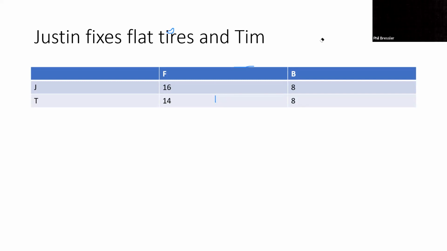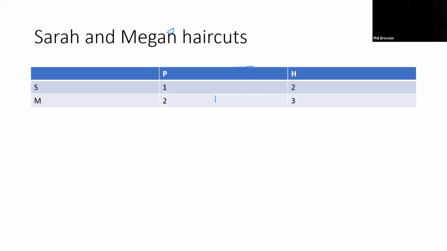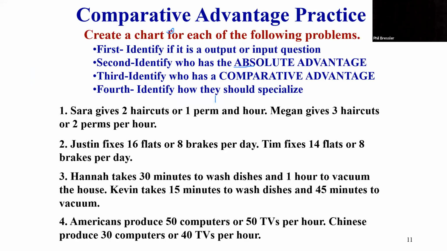All right, let's backtrack to the problem. Let's look at number 3. Hannah takes 30 minutes to wash dishes and 1 hour to vacuum the house. Kevin takes 15 minutes to wash dishes. Input or output question?